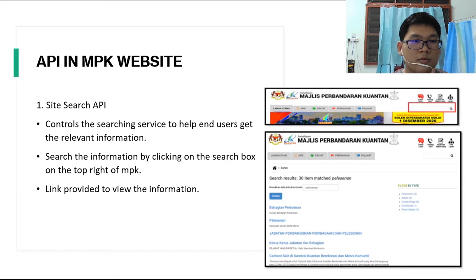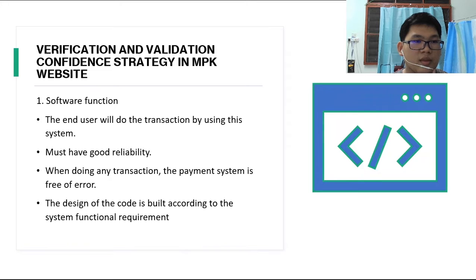API in the web application: Site Search API. It controls the searching interface to help end users get relevant information. Search for information by clicking on the search bar at the top right of the MPK website. A link will be provided to view the information.